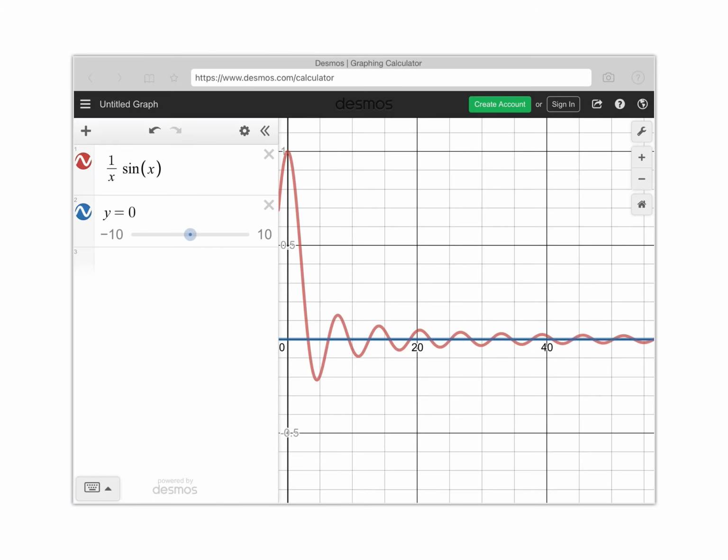So here we have the graph of 1 over x sine x. It's quite an interesting graph. It seems like it oscillates back and forth. But as you go further and further along the graph, it seems like those oscillations get smaller, they kind of die down.